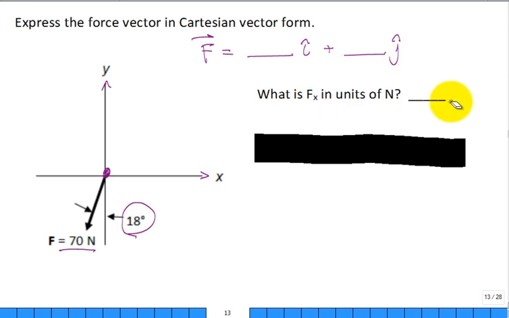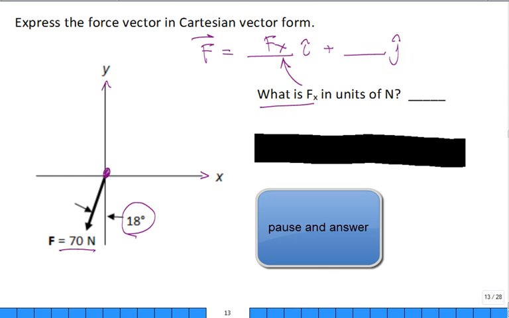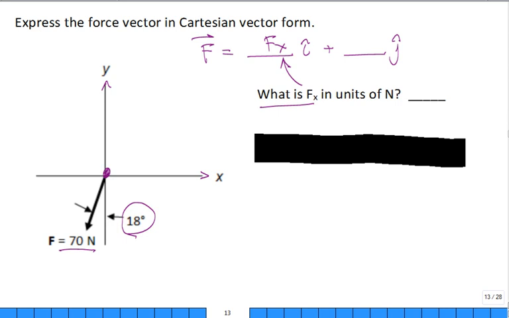True? And for a clicker, what I'll do is I'll say, what is Fx in units of newtons? So don't worry, try and type in newtons. I want the numeric value inputted with your clicker for Fx in this representation of the vector, 70 newtons. I'm going to go ahead and get started, and we'll give you enough time. A minute and a half, enough time? You'll need your calculator.